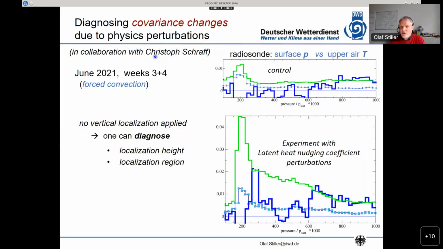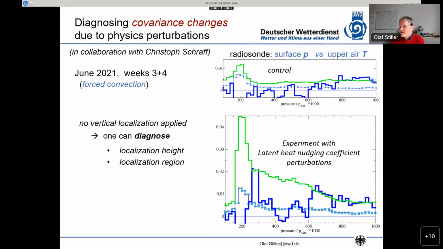Christoph was a little concerned about what the physics perturbations, which had been introduced in the ensemble, do to the ensemble covariances. These physics perturbations had been introduced to increase the ensemble spread. And the data I'm showing you here are covariances between surface pressure and upper air temperature. There is no vertical localization applied for computing these curves, and the curves show you where the covariances would be if no vertical localization is applied.